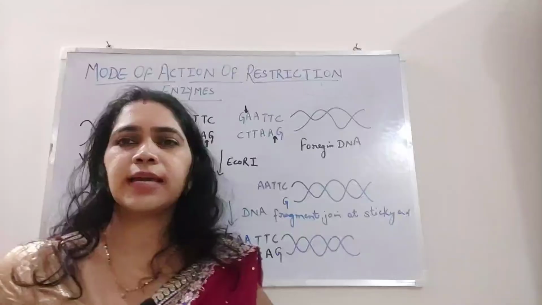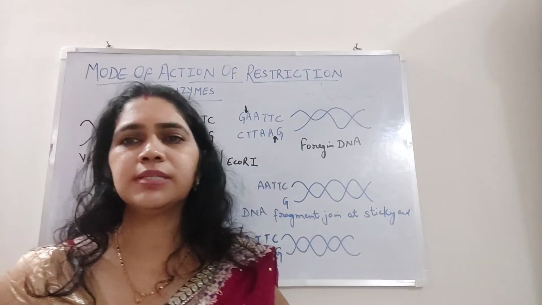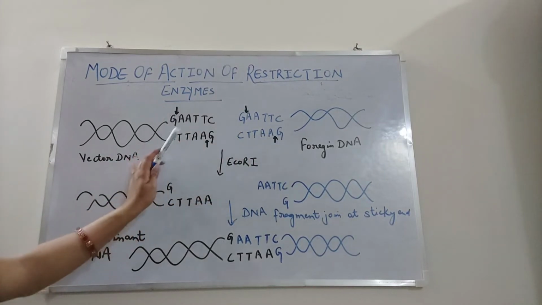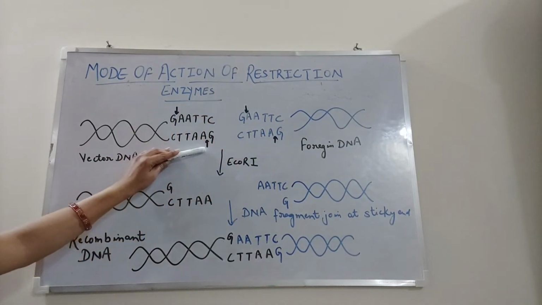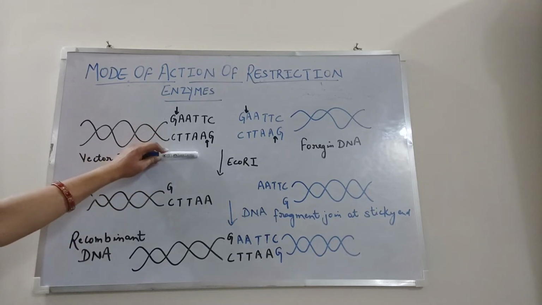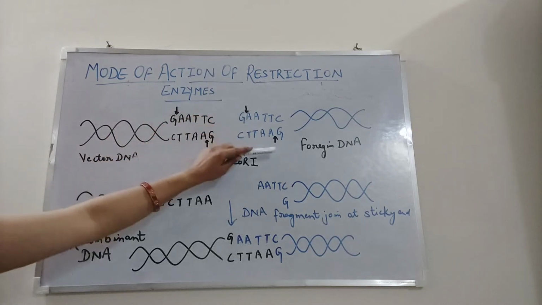How does a restriction enzyme work or act? Let us try to understand this with the help of this diagram. Here you can see in this diagram, this is your vector DNA, this is your foreign DNA. Both these DNAs have a palindromic site. EcoR1 is a restriction enzyme which recognizes these palindromic sites in both the DNAs and makes a cut not at the center but a little away from the center at the palindromic site.